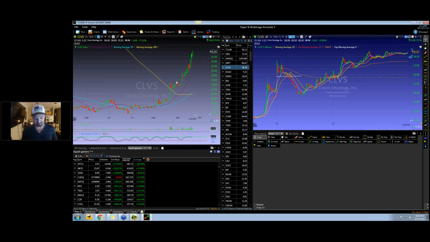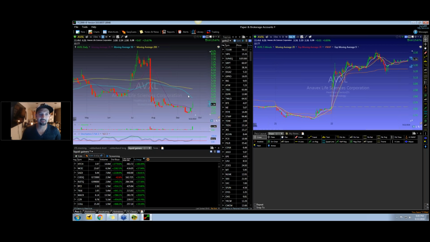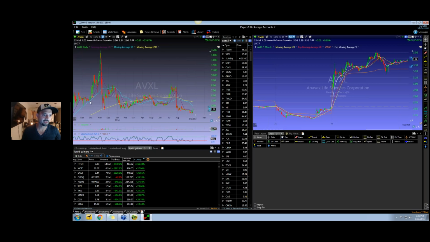What do I think of AVXL? AVXL is a turd with fleas. I mean, it may run for a couple days. It has a history of running, but in general, it just pops and then fades.